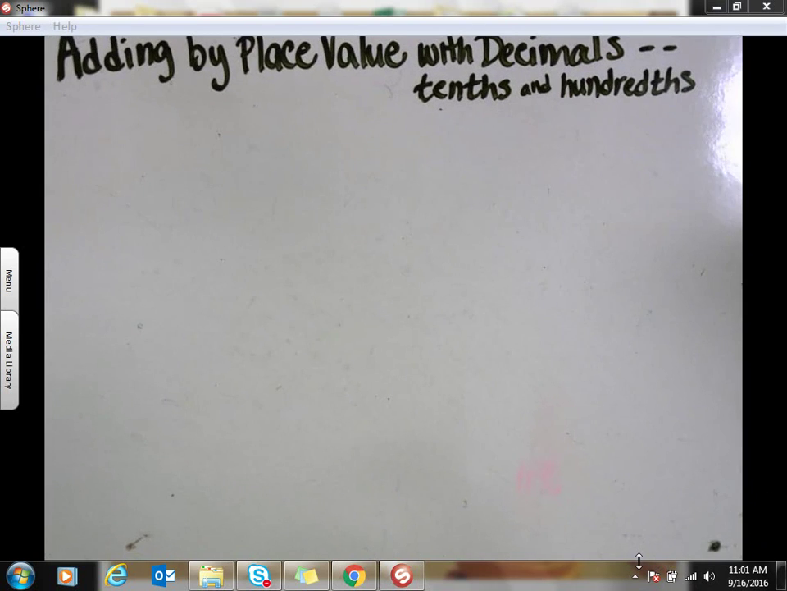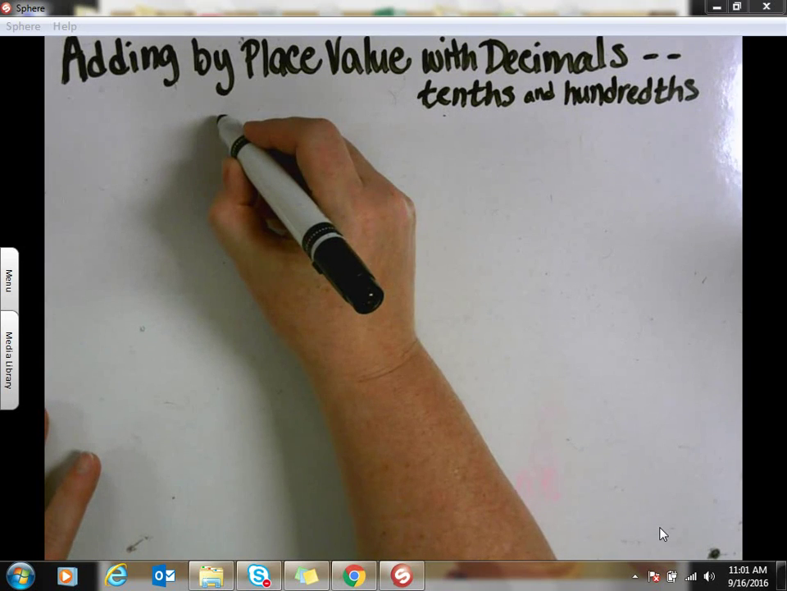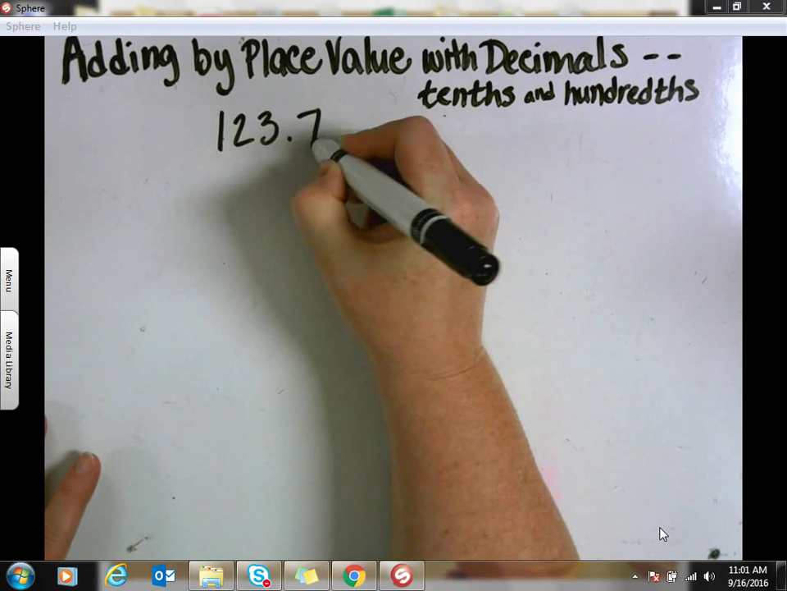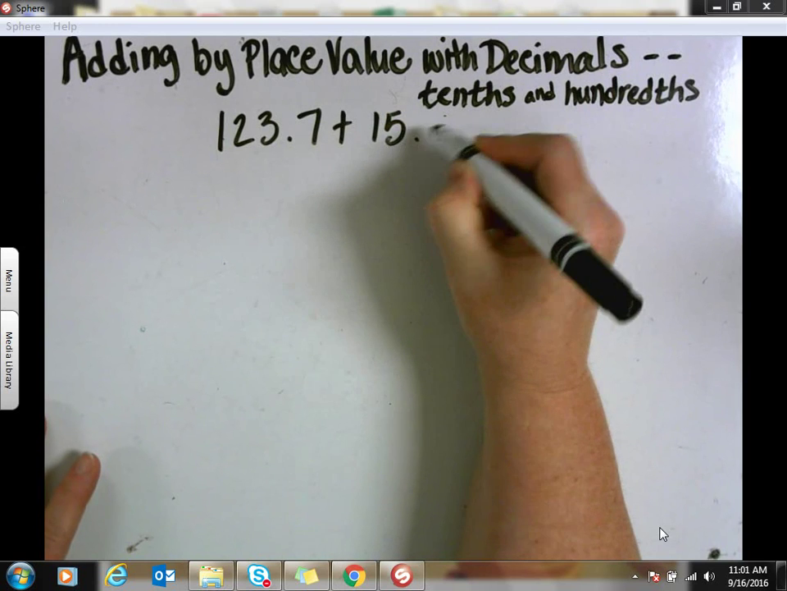In this session, we will practice the place value with decimals priority strategy, using the operation of addition, including the decimals, tenths, and hundredths. The numbers for this session are 123 and 7/10, and 15 and 14 hundredths. I'll write the equation at the top. 123 and 7/10 plus 15 and 14 hundredths.